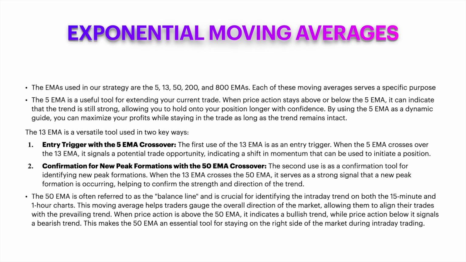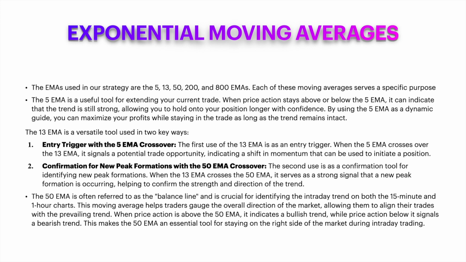The 50 EMA is often referred to as the baseline and is crucial for identifying the intraday trend on both the 15-minute and the 1-hour charts. This moving average helps traders gauge the overall direction of the market, allowing them to align their trades with the prevailing trend. When price action is above the 50 EMA, it indicates a bullish trend, while price action below it signals a bearish trend. This makes the 50 EMA an essential tool for staying on the right side of the market during intraday trading.